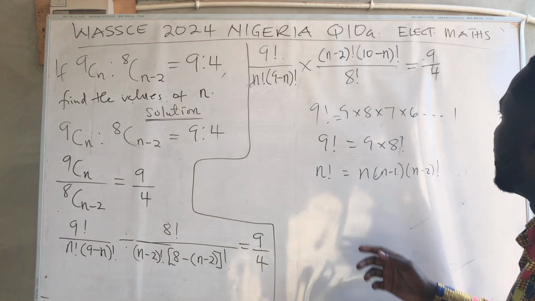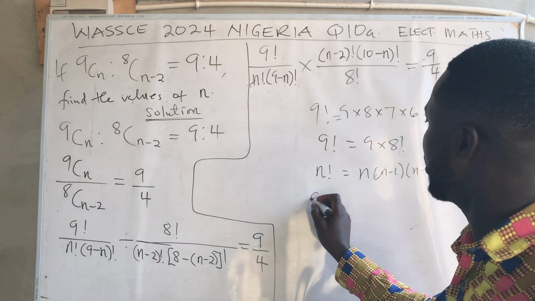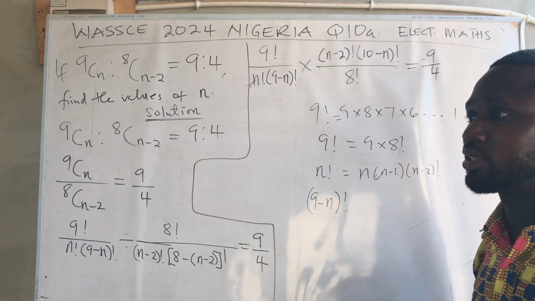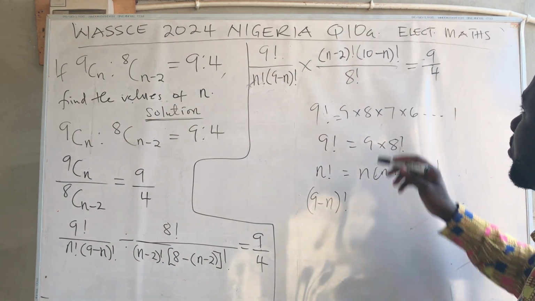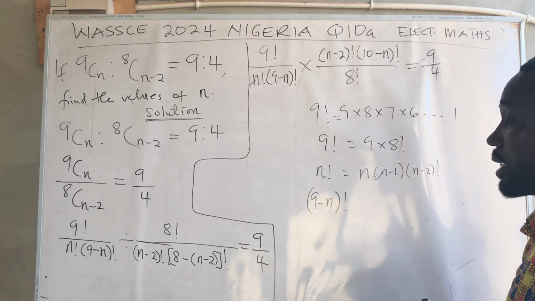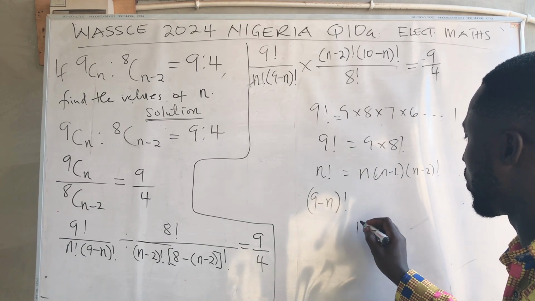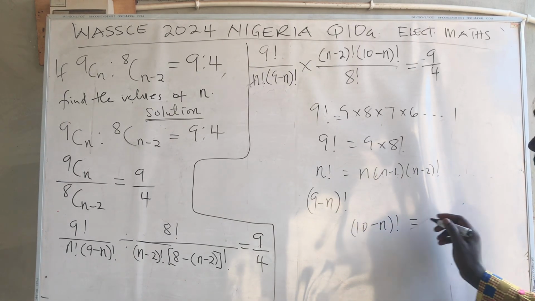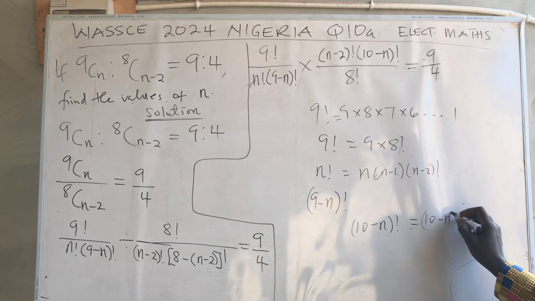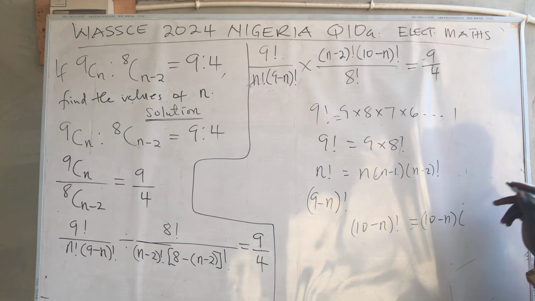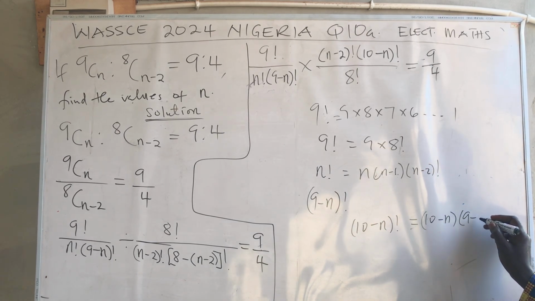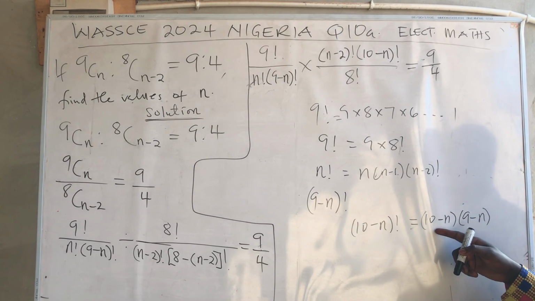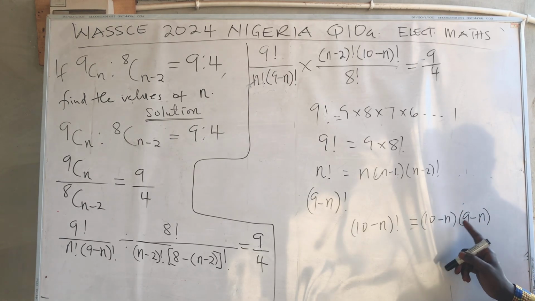You get it? Then let's look at the 9 minus n also factorial. Alright, and then when you look at the 10 minus n factorial, so let's consider the 10 minus n factorial because that is the higher value. So the 10 minus n factorial, we will be subtracting 1. 10 minus n multiplied by 10 minus n minus 1. So that will be 9 minus n. Then that will get to 8 minus n because we'll be subtracting 1. So 10 minus 1 gives me 9, 9 minus 1 gives me 8.